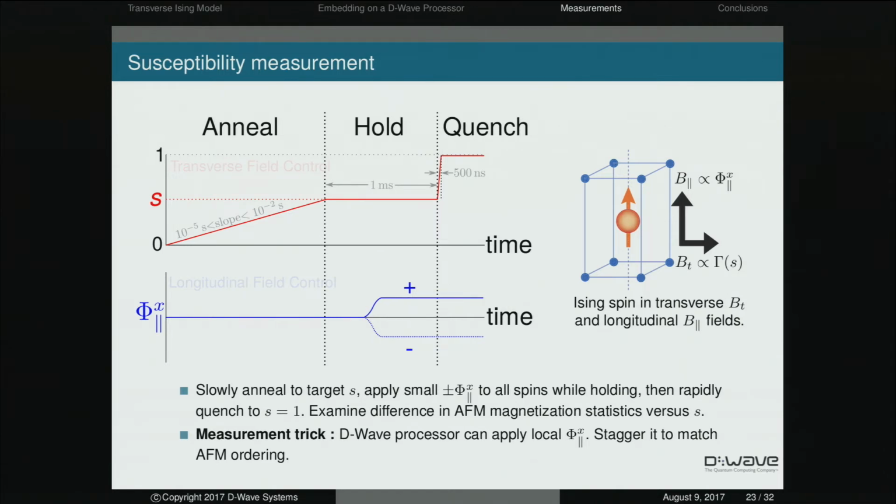So the trick I'm going to do here is something you can't do in a laboratory with a macroscopic sample. I'm going to take that longitudinal field and apply it up on one spin, down on the next spin, up on the next spin, down. I'm going to apply the staggered magnetization because I can actually do this on the D-Wave processor. So now I can actually probe an antiferromagnetic susceptibility.